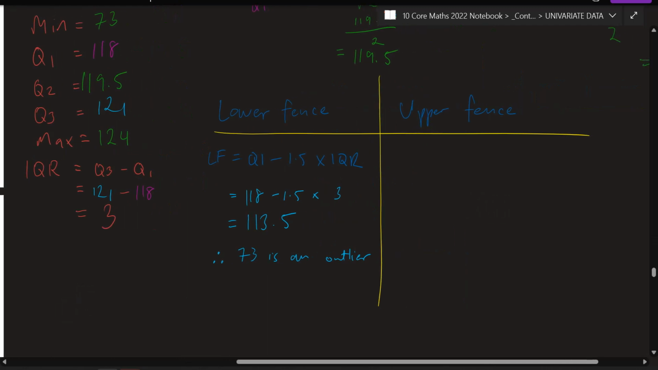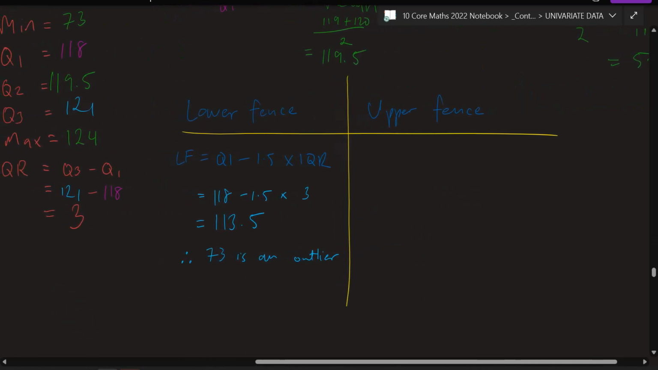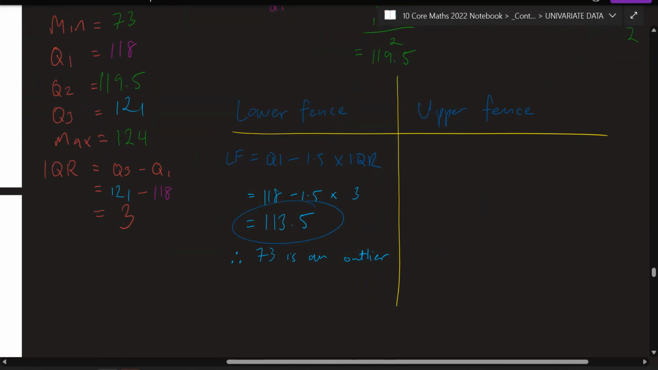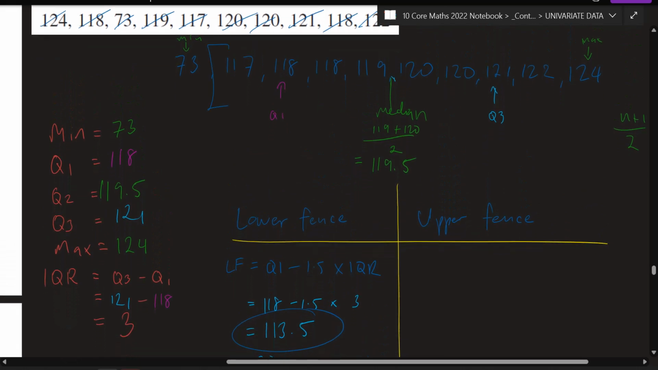Let's do the upper fence. You have to say 73 is an outlier because it's lower than the lower fence. Because your lower fence is 113, which is probably somewhere here, between 73 and 117. Think of it as just going out of bounds.